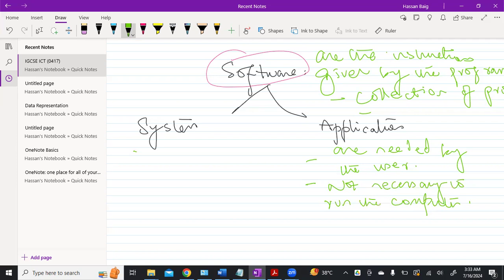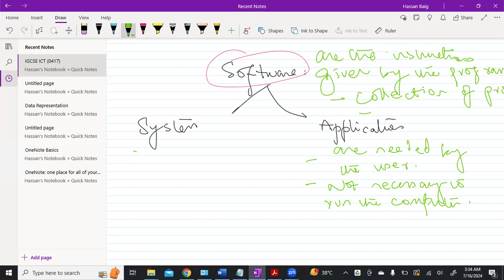Application software are those software which are needed by the user. If I'm a teacher, I'll be needing some particular software. If there is a person who does accounts, he needs some particular software. If a person is a business owner, he has some particular software. So application software are as per demand of the user. And this is not necessary.